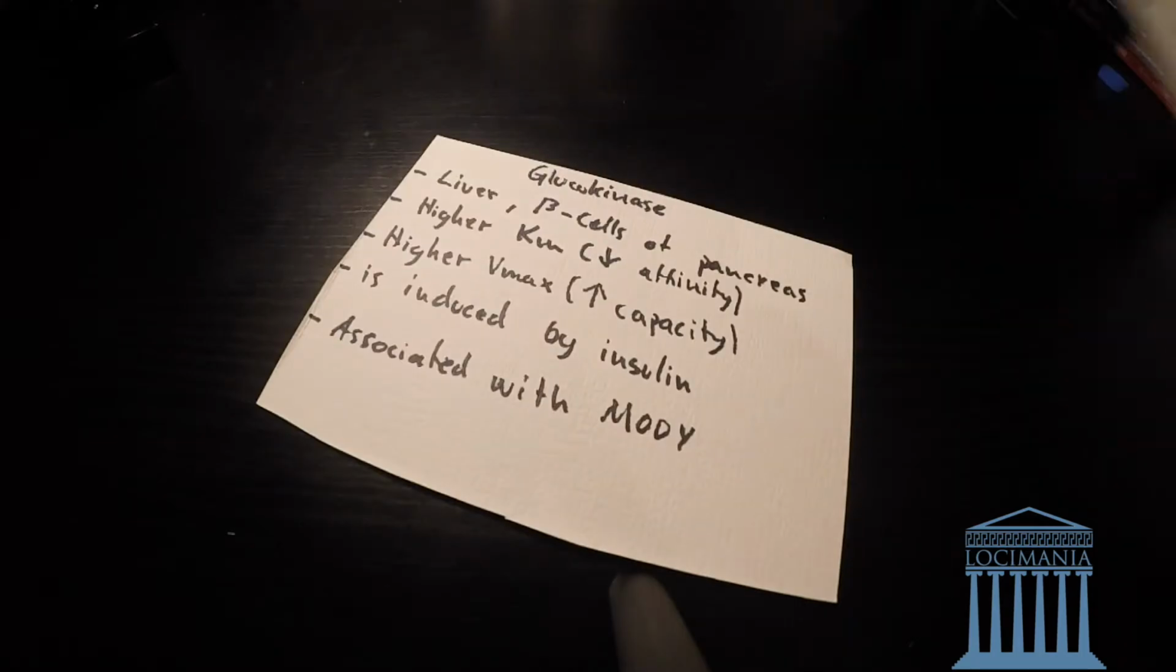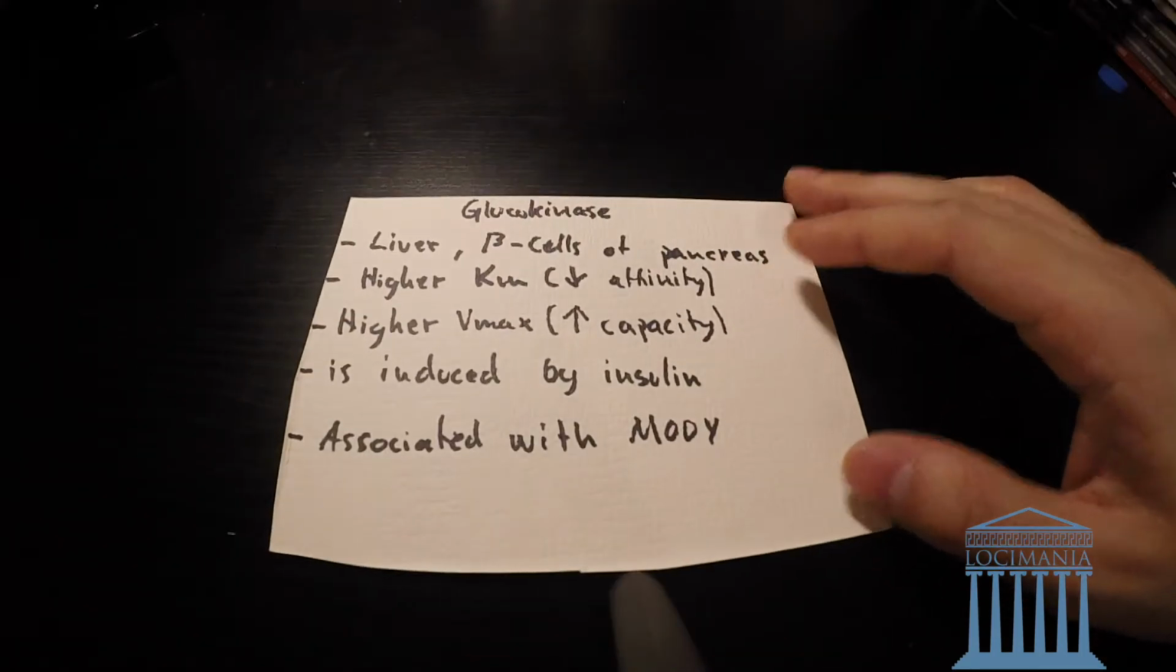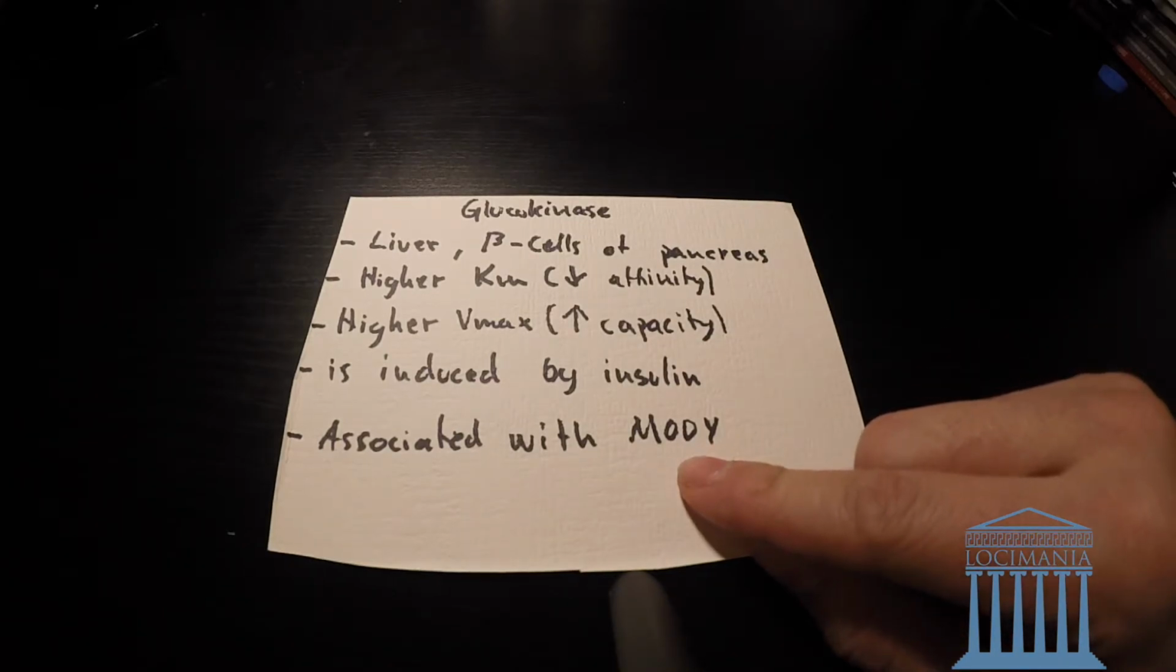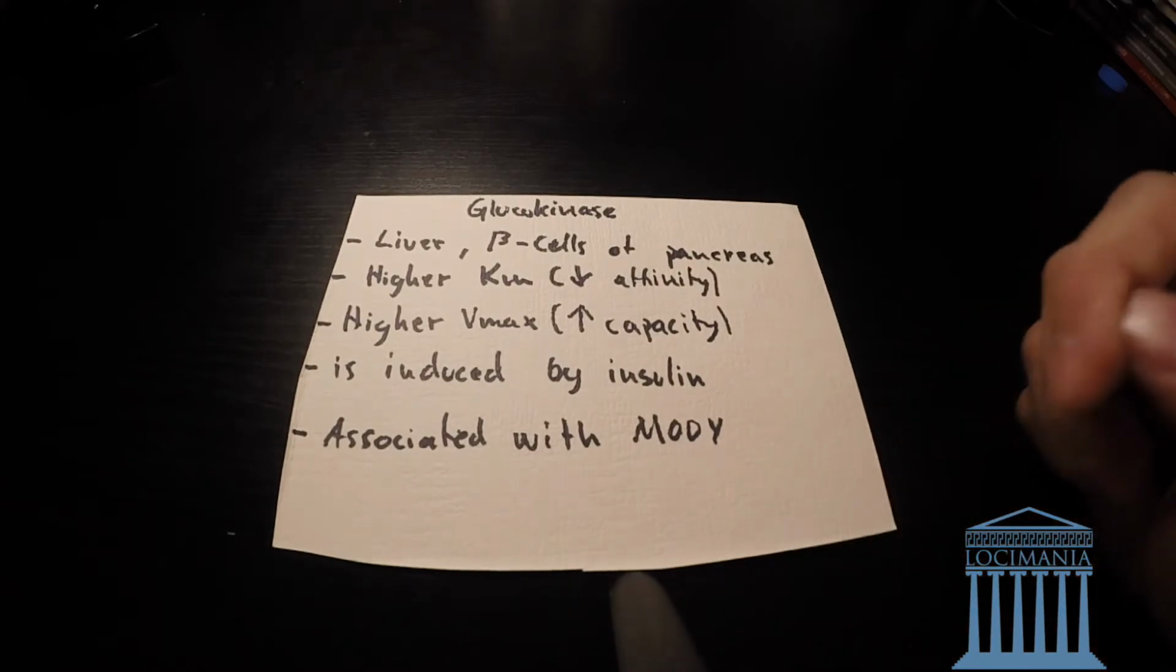Let's see here, glucokinase. Glucokinase is in the liver and beta cells of the pancreas. It has a higher Km, hence a lower affinity. It has a higher Vmax, which gives us an increased capacity. It is induced by insulin, and it is associated with MODY. MODY is maturity onset diabetes of the young.